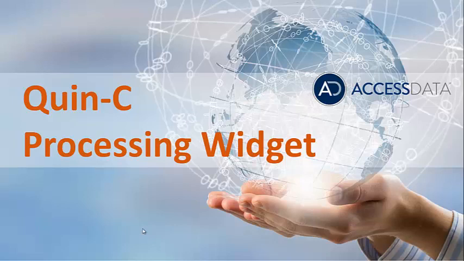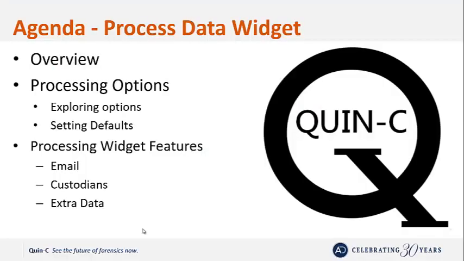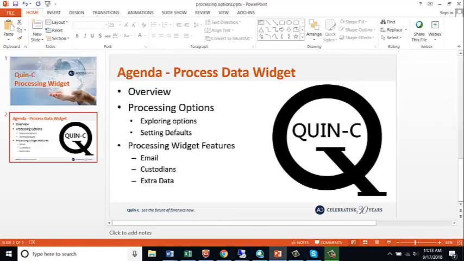This is the third video in our processing widget series. We're going to talk about the additional features of the processing widget. Email, custodians, and extra data are the things we're going to focus on. I'll explain what extra data means here in a second. So let's just hop right into it.